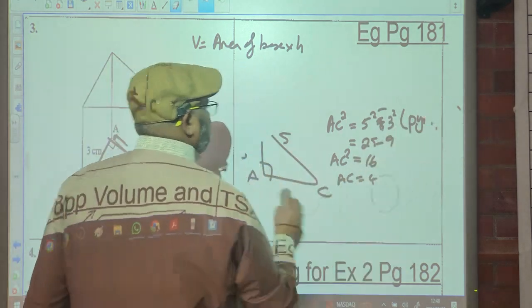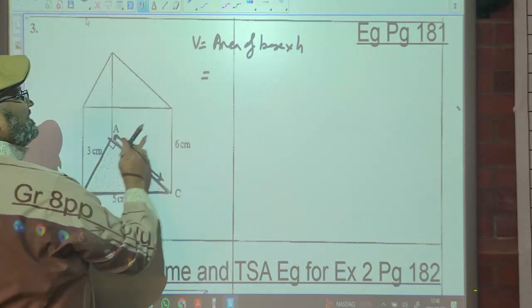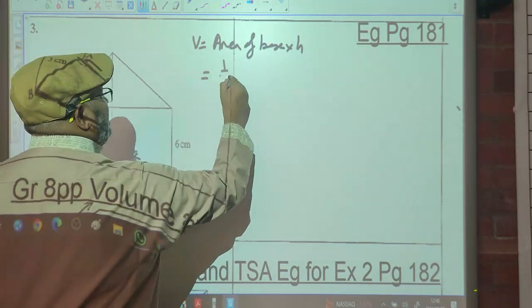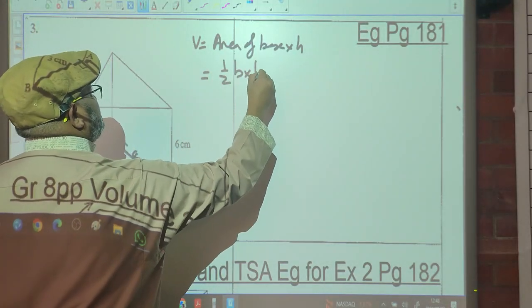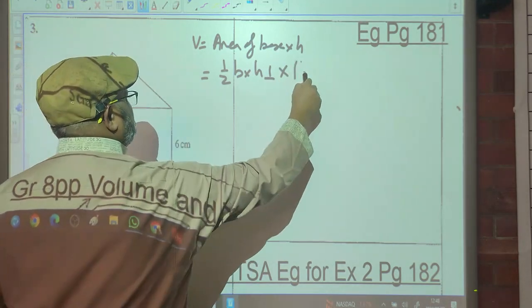So what do we say now? Now we can say, how do you calculate the area of a triangle? Half of base times perpendicular line times the depth of this object, which is 8.